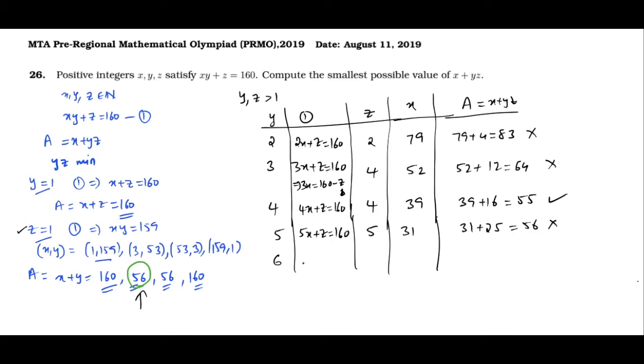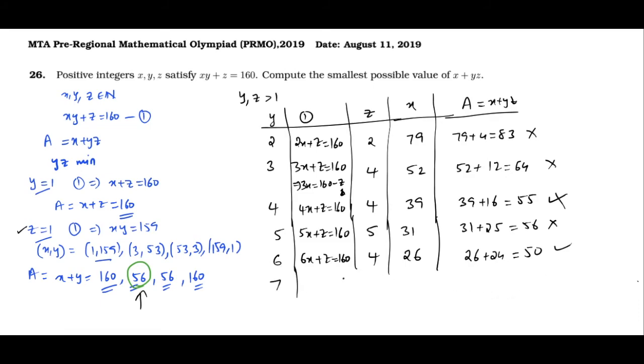If I take y equal to 6, we get 6x + z = 160. Now 160 minus z should be a multiple of 6. So I can put z equal to 4 because 160 minus 4, 156, is a multiple of 6. So x will be 156 by 6, which would be 26. a will be 26 + 24, which is 50. So this is the smallest possible value till now.